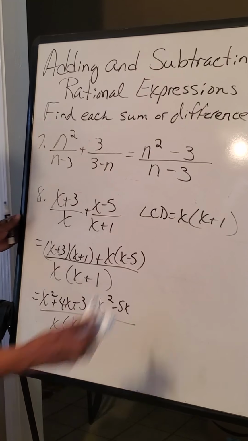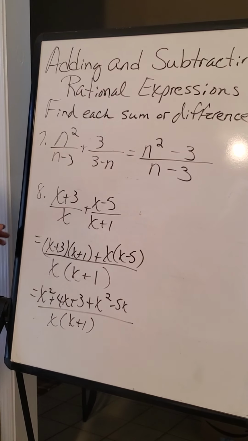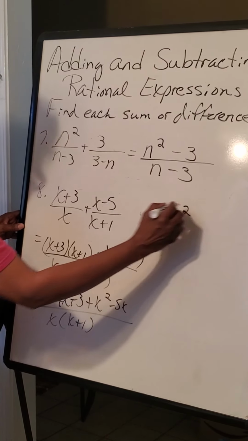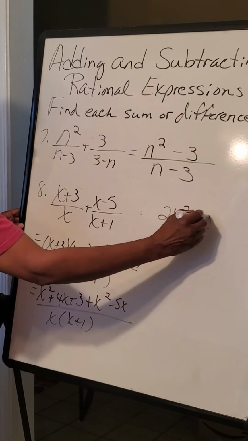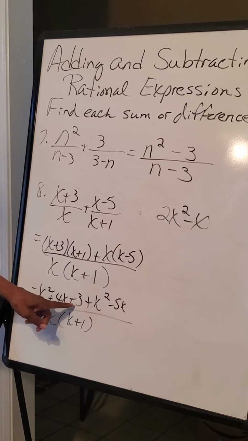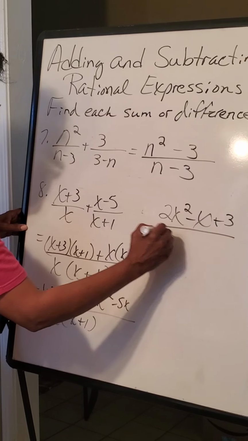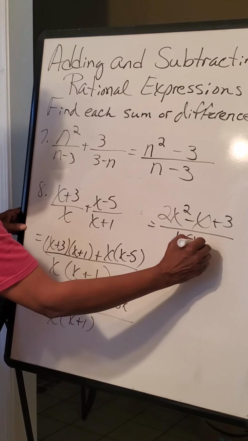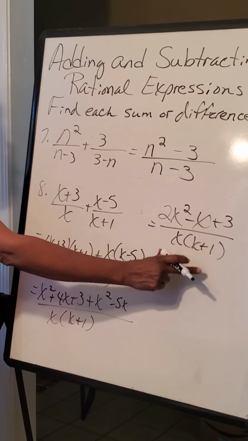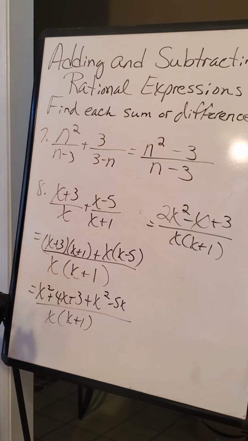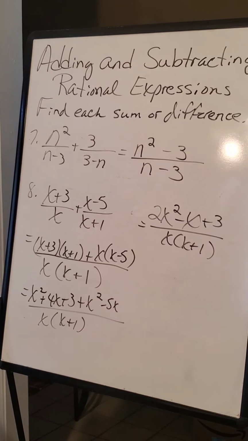As we look at this, as we simplify, x squared plus x squared gives us 2x squared. Then I have a positive 4x and a negative 5x, which gives me a negative 1x. I don't have anything at all to combine with that 3. And if you check, you won't be able to factor this. So this is your final answer: 2x squared minus x plus 3 over x times x plus 1.